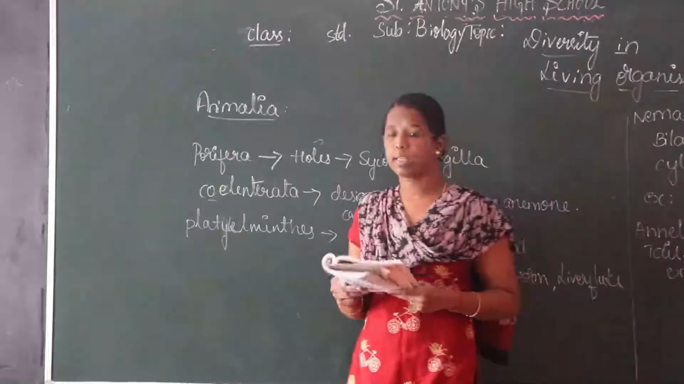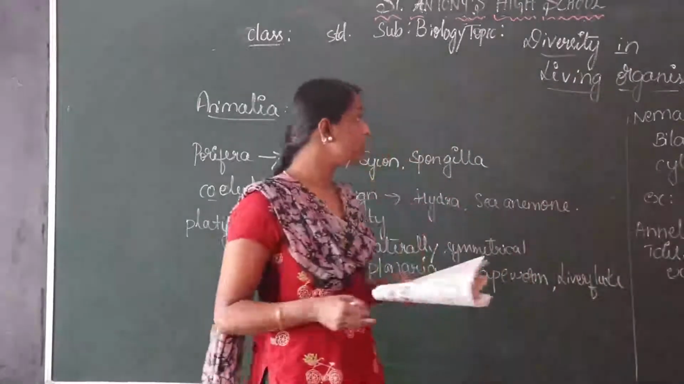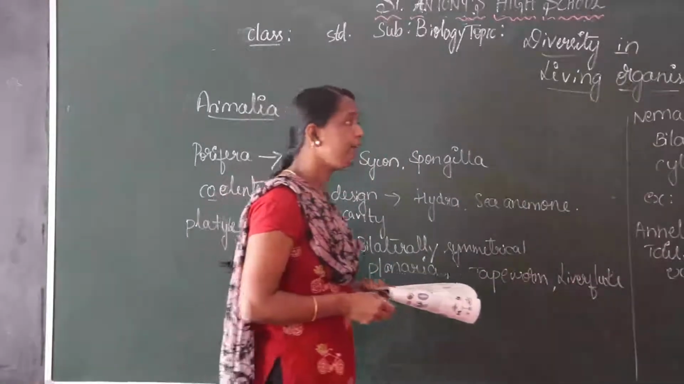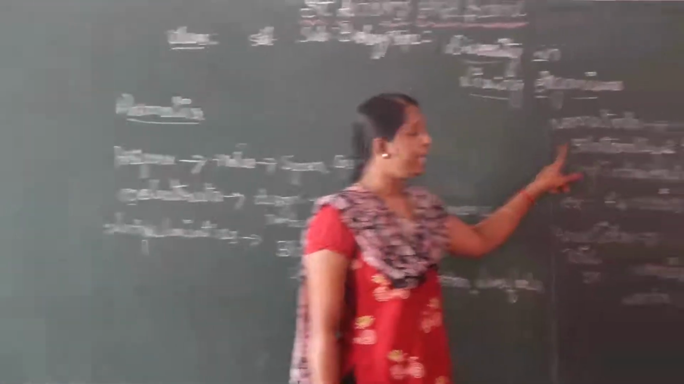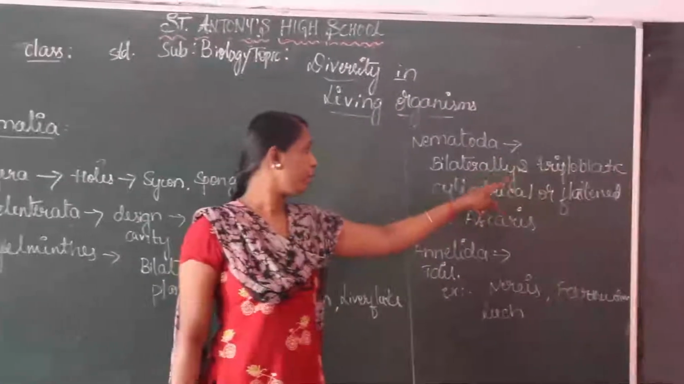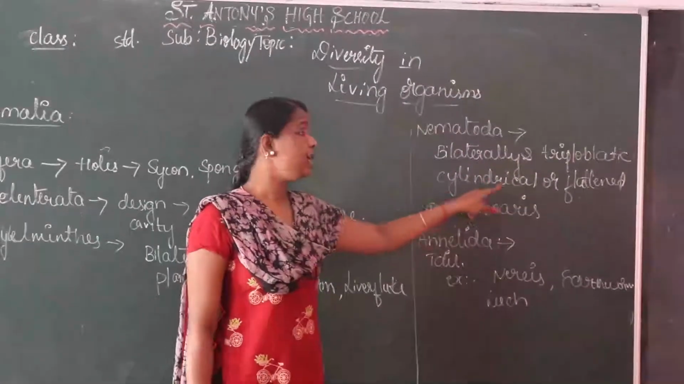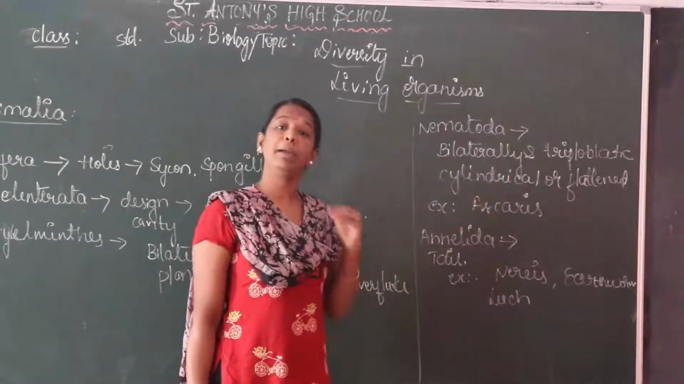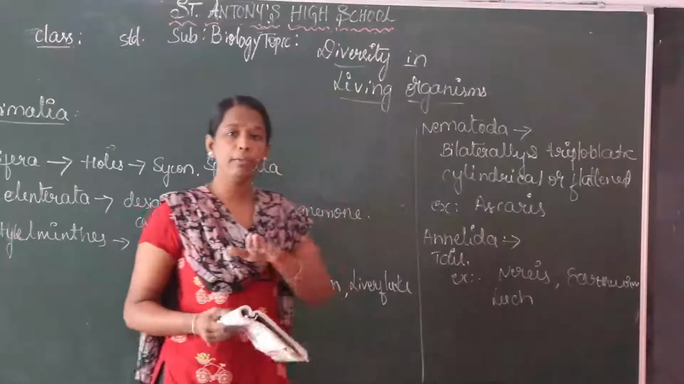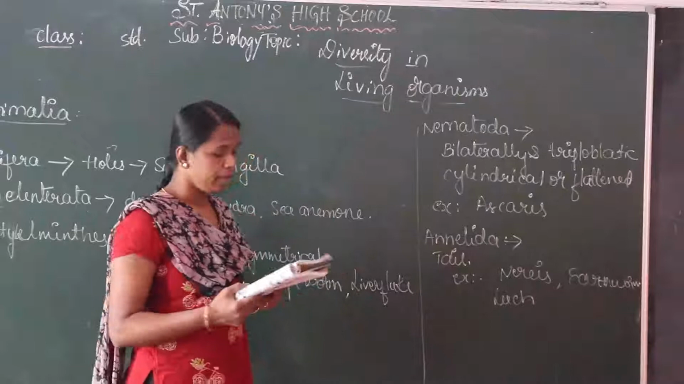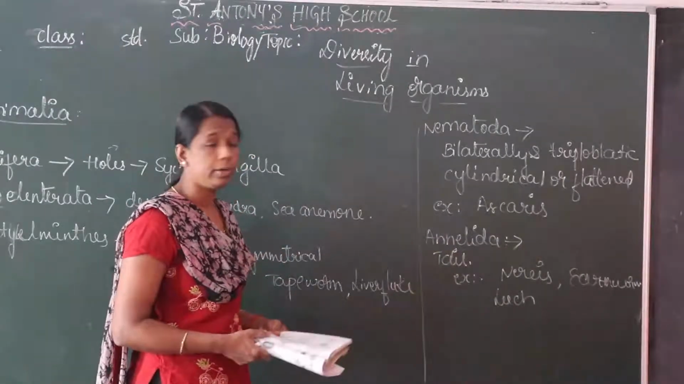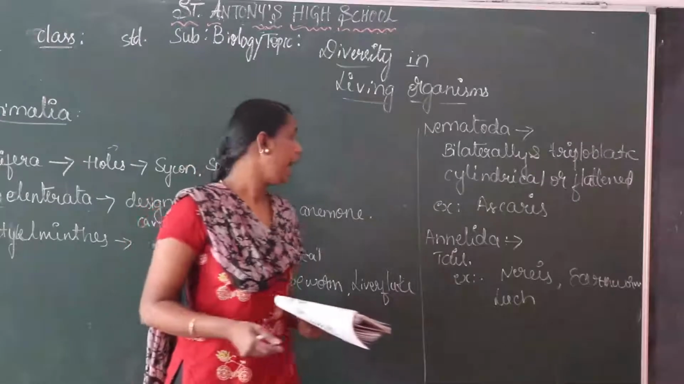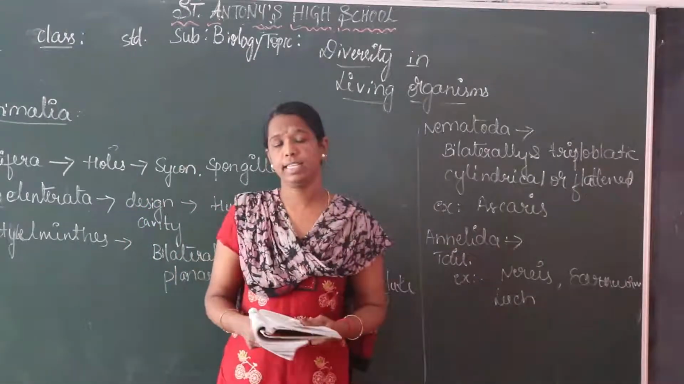Let us discuss nematodes. Nematodes are usually bilateral and triploblastic, with a cylindrical or flattened body. It may be cylindrical or it may be flattened.